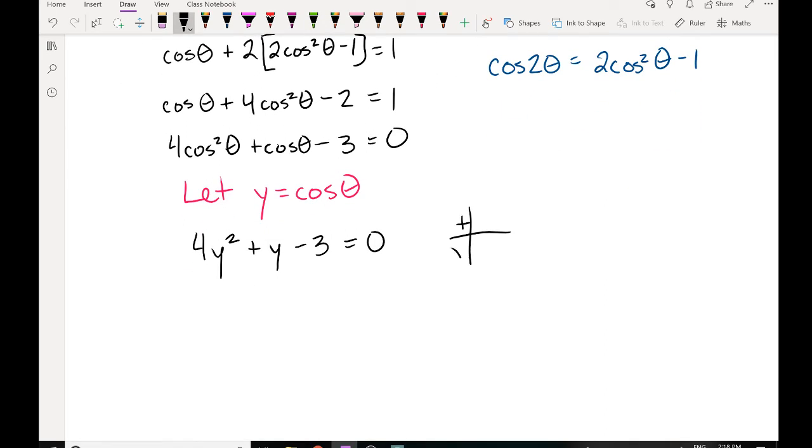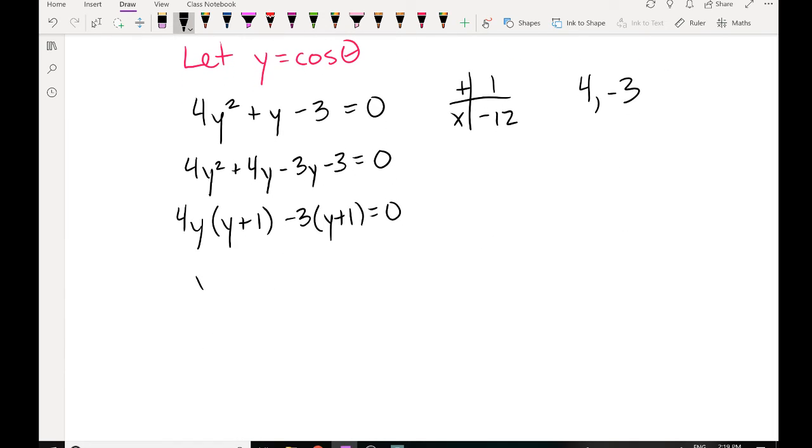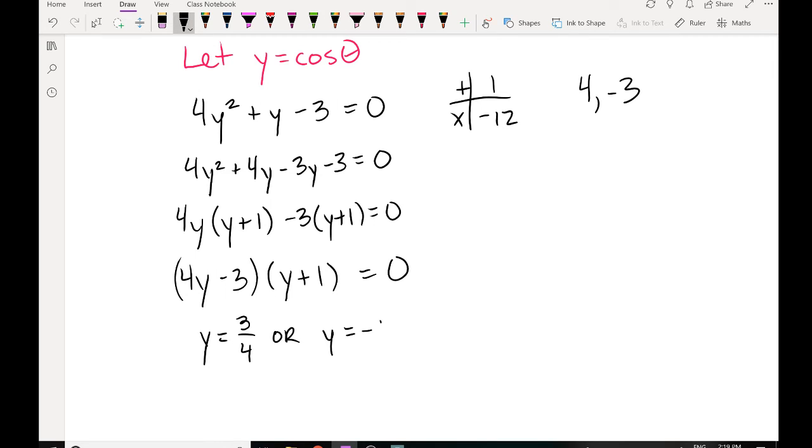So I need to factor that. I need 2 numbers that multiply to be negative 12 and add to be 1. So those numbers would be 4 and minus 3. So that splits up nicely here, doing my decomposition method of factoring. Factor out the 4y there, I get y plus 1. Factor out the negative 3 here, I get y plus 1. So what I end up getting is that 4y minus 3 times y plus 1 is equal to 0. So this means y is equal to 3 over 4, or y is equal to minus 1.